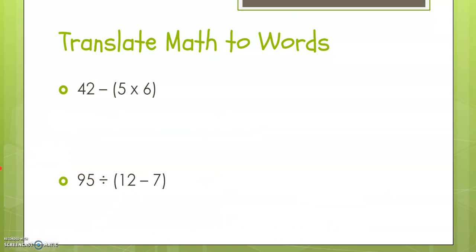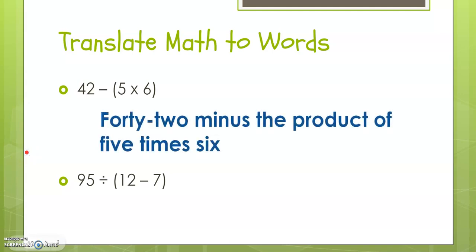Go ahead and translate this math to words and solve. Or, I'm sorry, don't solve. Just translate it. So you should have 42 minus the product of 5 times 6. You could also say 42 minus the product of 5 and 6, because as soon as you say product, that still means times.